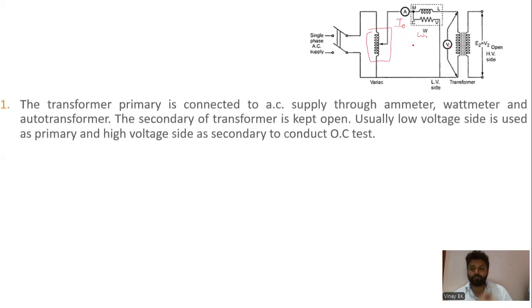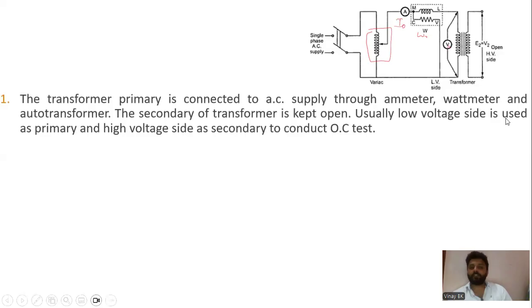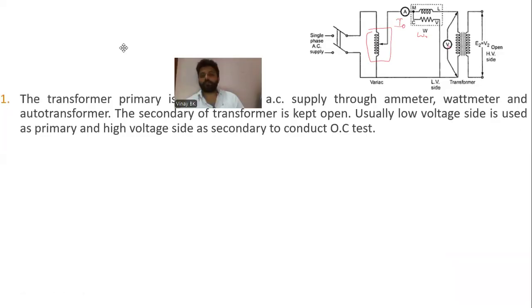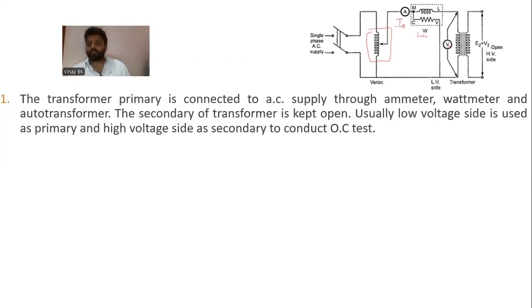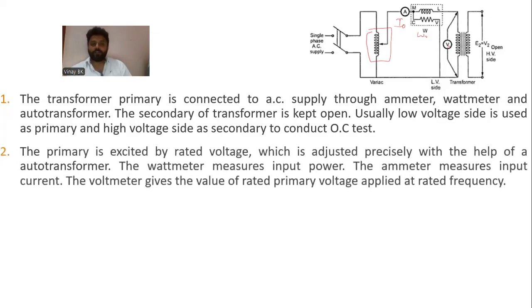So in detail, the transformer primary winding is connected to the AC supply through the ammeter, wattmeter and auto transformer, and the secondary winding of the transformer is kept open. Usually the LV side is used as the primary winding, and the HV side is used as the secondary winding to conduct the open circuit test. The primary is excited by rated voltage, which is adjusted with the help of the auto transformer.